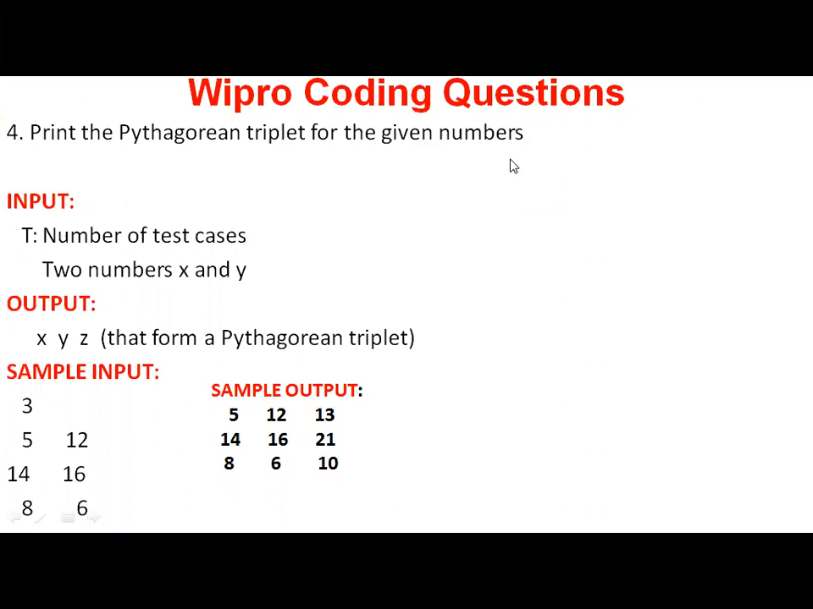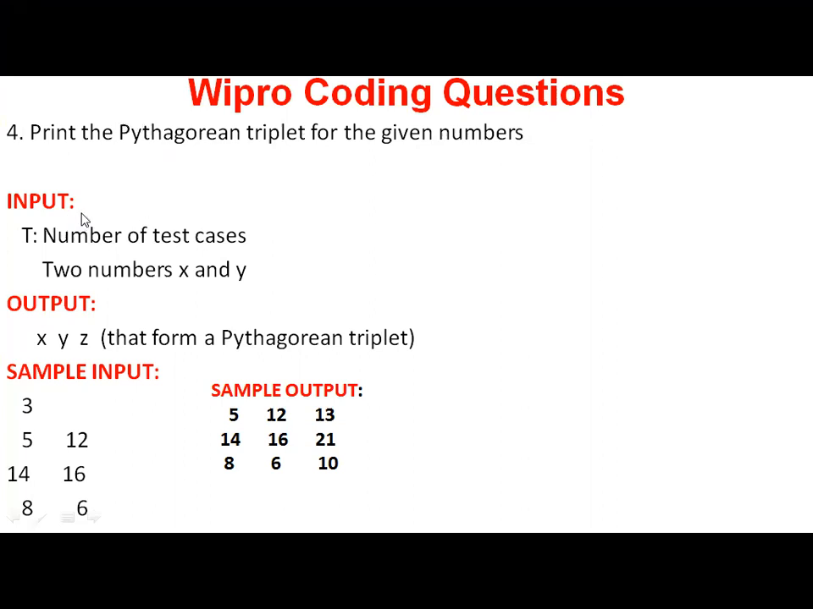In this video, we will solve one more Wipro previous coding question. And the question is, print the Pythagorean triplet for the given numbers. For the given numbers, we need to print its Pythagorean triplet.